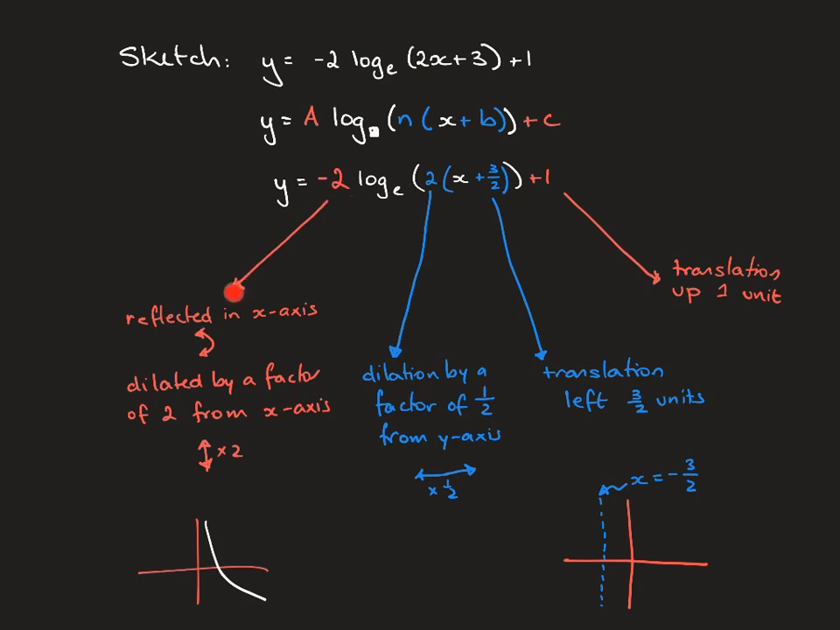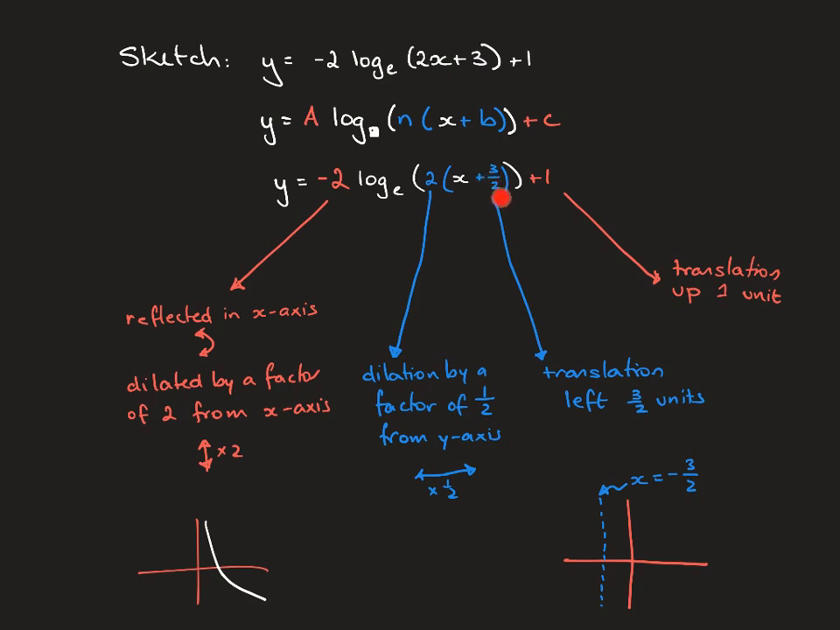So -2 tells us that it's reflected in the x-axis, so it's flipped this way, and dilated by a factor of 2 from the x-axis, so it's stretched this way. So overall our shape looks like this. Our dilation factor by 1/2 from the y-axis just squishes it in towards the y-axis. You can't really see much of a change of the shape overall, so for a sketch we're not going to worry about that too much.